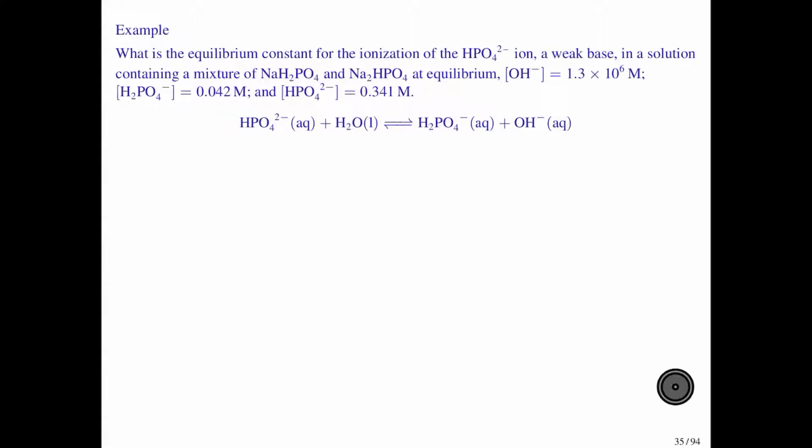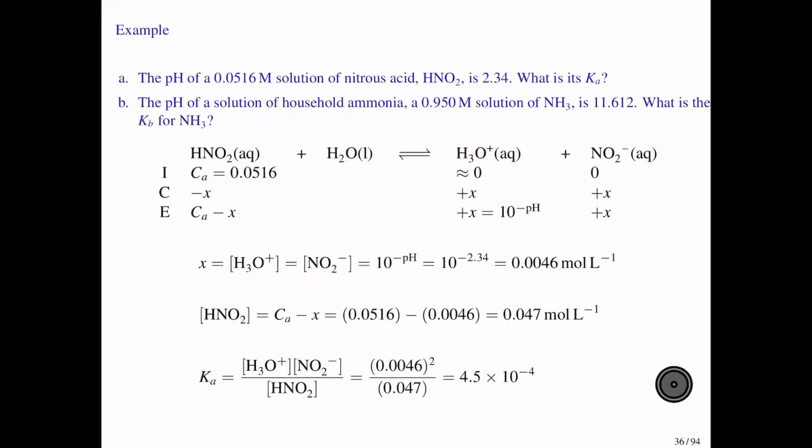This problem is identical to the previous one, so I'll leave this as an example for you guys to work out on your own. This problem is a bit of a hybrid between the last two problems that we've looked at. Here we're considering nitrous acid again, and they tell us the initial concentration of the acid in the solution, and then they give us the pH of the solution. But they want us to calculate the Ka, not the percent ionization.